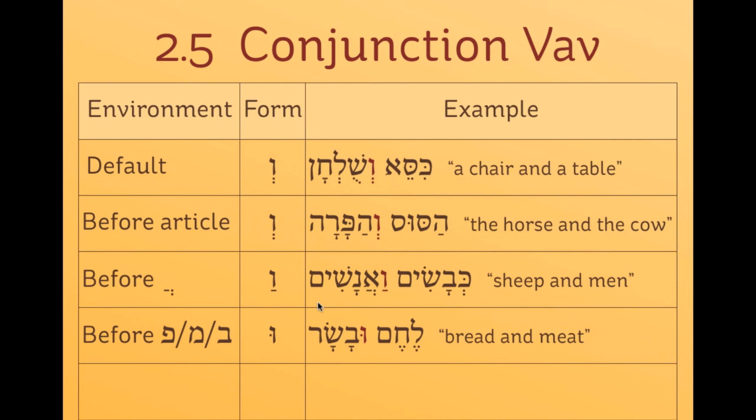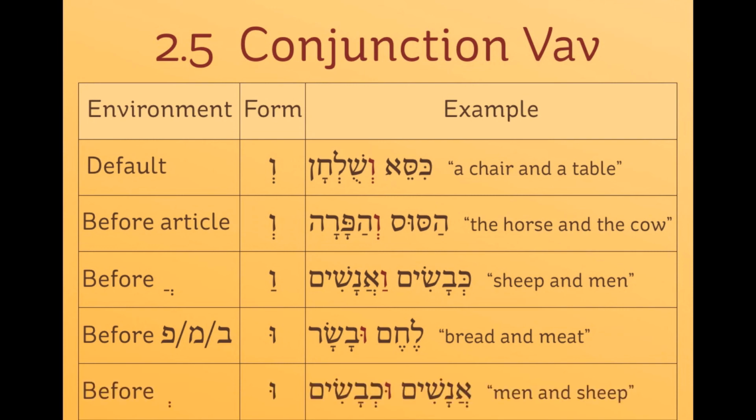Conjunction vav is no longer the consonant vav, but becomes a vowel letter, shurik. Lechem uvasar. And notice here, the word here is basar, and you're used to seeing it with a dagesh because it's a begad kafat letter, a dagesh call. And begad kafat letters always lose that dagesh call if they occur after a vowel. So because this is a vowel letter, shurik, the begad kafat letter lost its dagesh. Lechem uvasar.